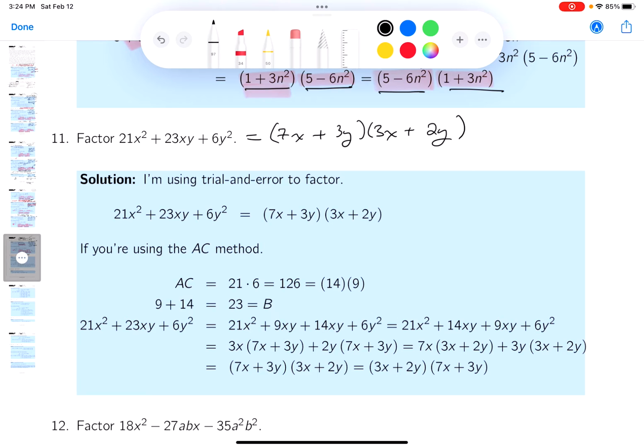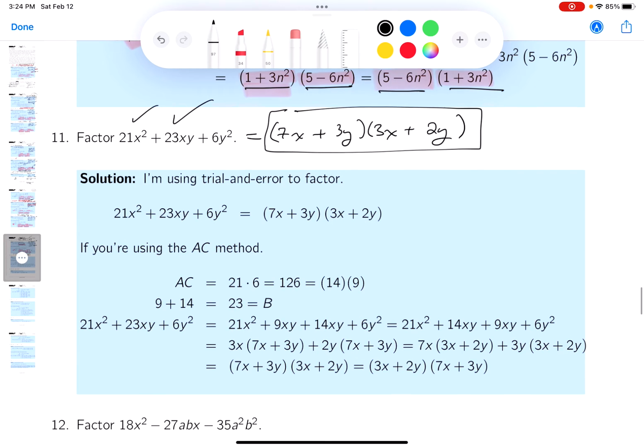So what do you get? 7x times 3x, 21x squared. That's pretty simple. 7x times 2y, 14xy, plus 9xy, 14 and 23. That's a bingo. What do you get next? 6y squared. This is it.